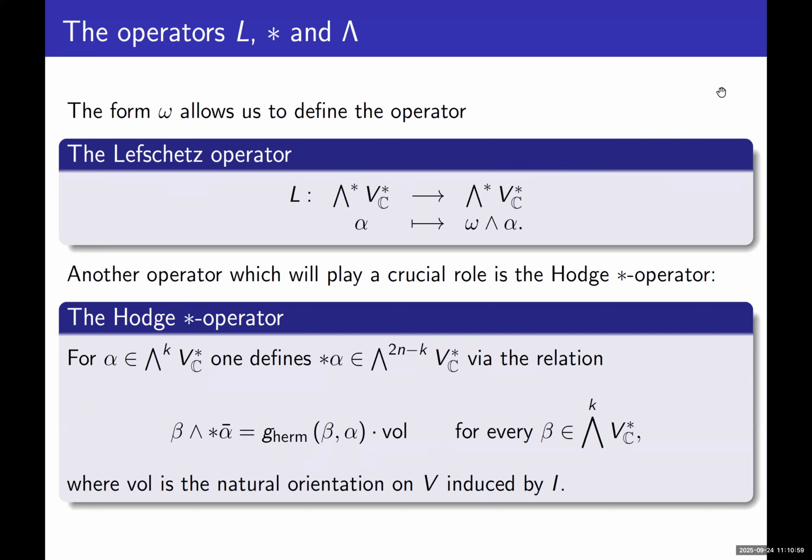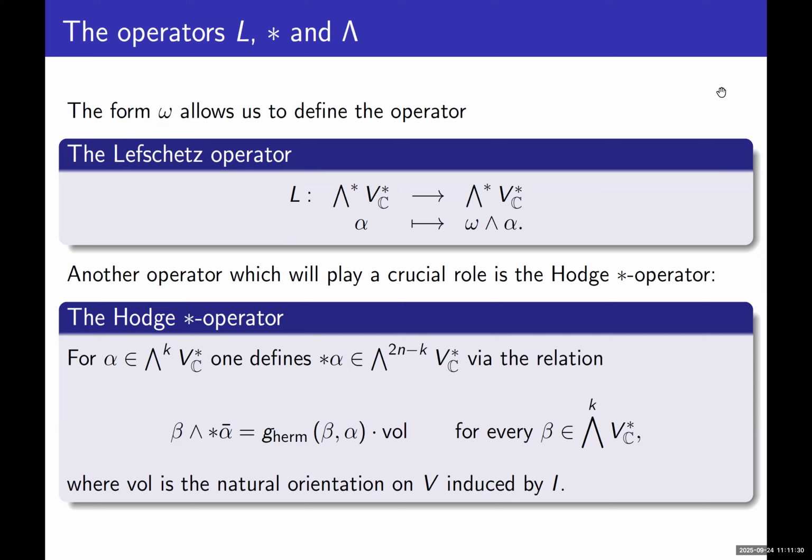This is the so-called Lefschetz operator, which is a real operator on the exterior algebra of the complexified vector space. With respect to the type decomposition, it raises both indices by one. So it sends (p,q)-forms to (p+1,q+1)-forms, since, of course, omega is of type (1,1).